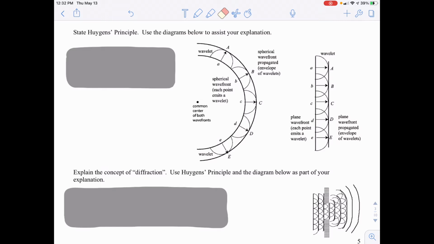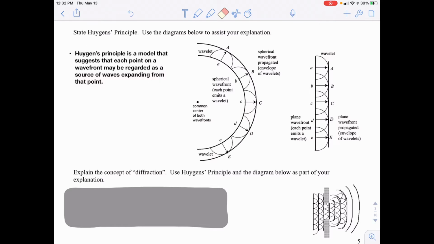Okay, state Huygens' principle. I know that's a very difficult name to pronounce. The man was Dutch. It's pronounced Huygens. I guess the Y and the G are a little bit silent. Use the diagrams to assist. Well, Huygens' principle suggests that every point on a wavefront is itself a potential source of waves expanding from that point, meaning every point on a wavefront could be considered a small spherical wavelet, basically.